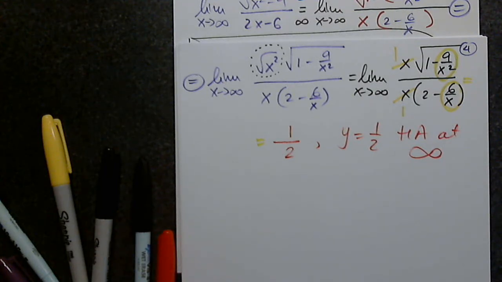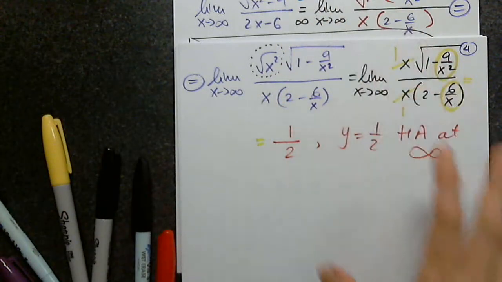Anything? Yes, please. For that one, how would you know to do what we did as opposed to multiplying by the conjugate to get rid of the radical? Very good. Because there is no conjugate for a radical. For the conjugate, I need 2 terms. I don't have 2 terms. It's a very good question, actually.